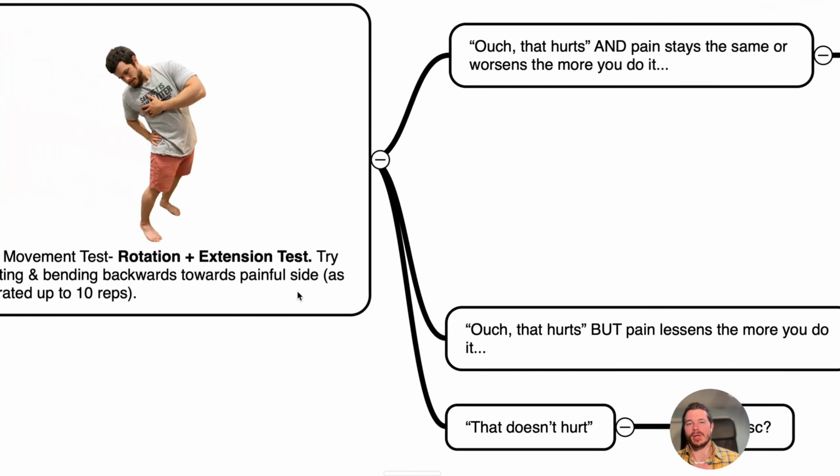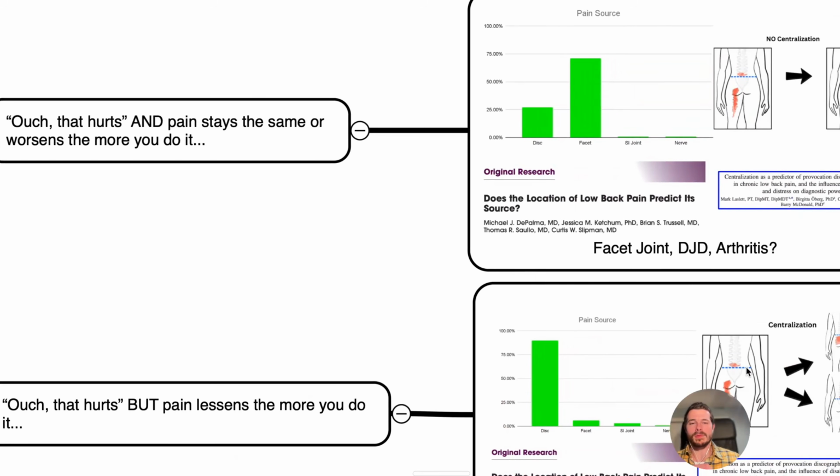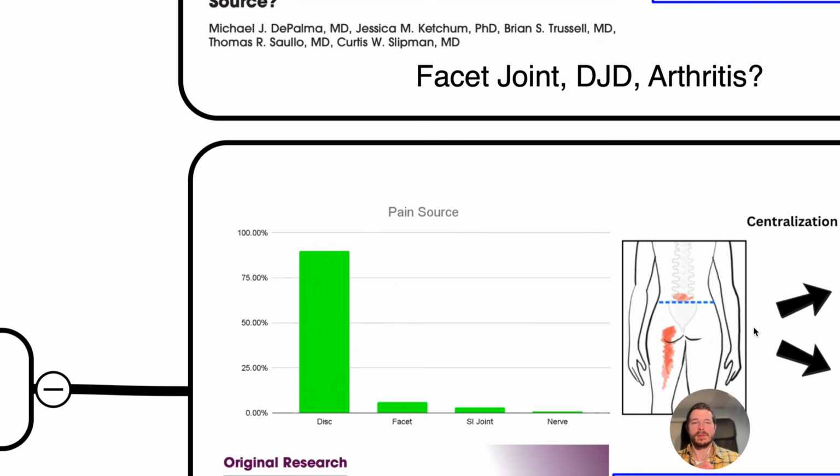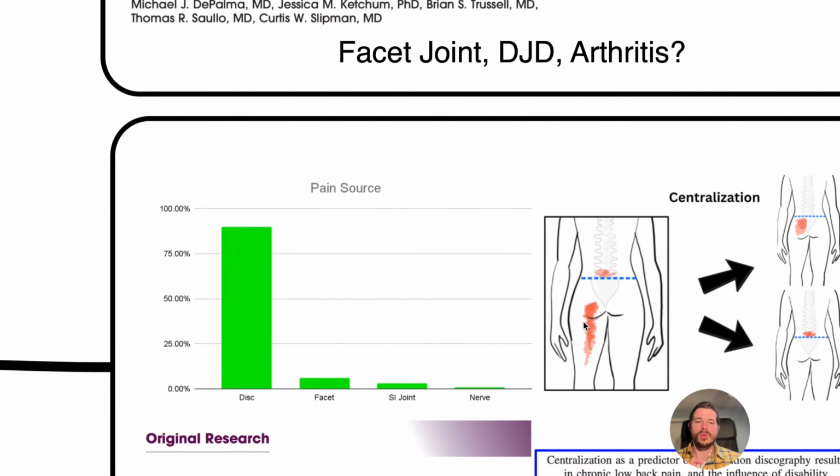Let's just say, ouch, Charlie. Yeah, I feel that, but the more I do it, the better it feels. It makes my symptoms feel better. Then, that points to a disc problem. Centralization, again, is the movement of symptoms from further in the body, in this case the butt and or the back of the thigh, closer to the midline.